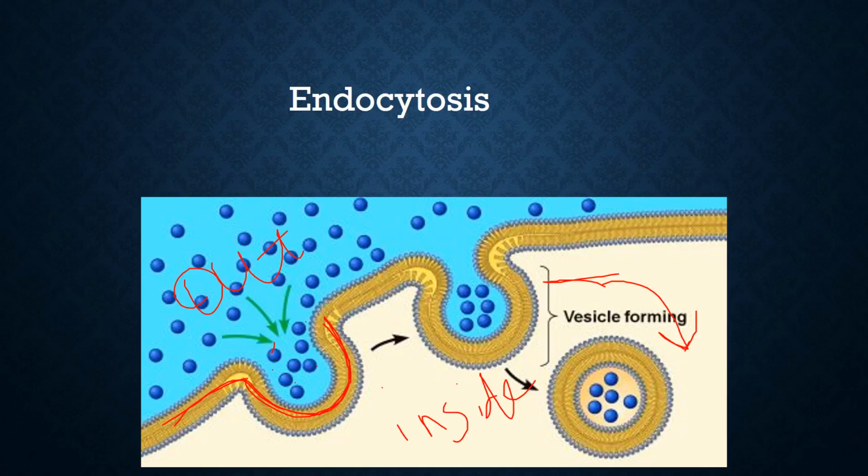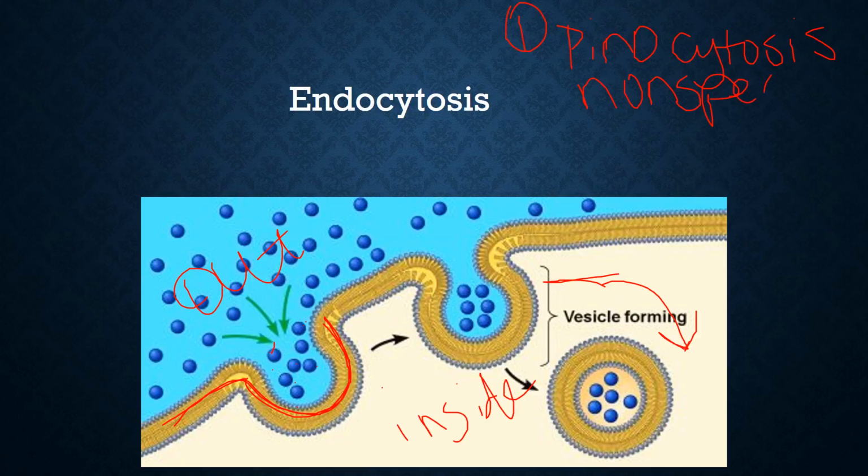There are two different types of endocytosis. The first one is pinocytosis. Let me write that down. Pinocytosis is nonspecific. Anything in bulk, a lot of times different types of ions and molecules that the cell needs, it's going to take up and bring back in.